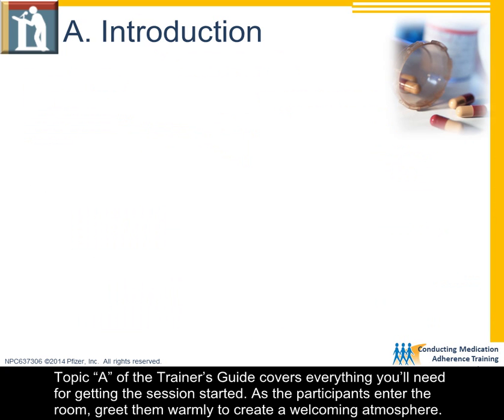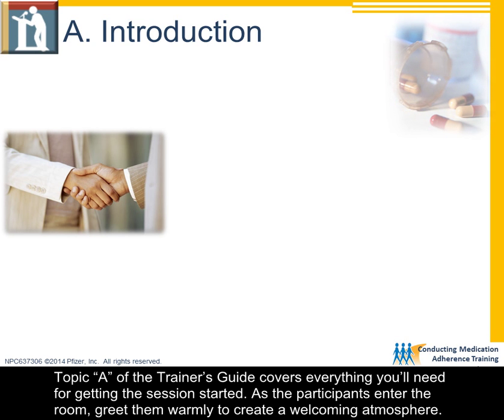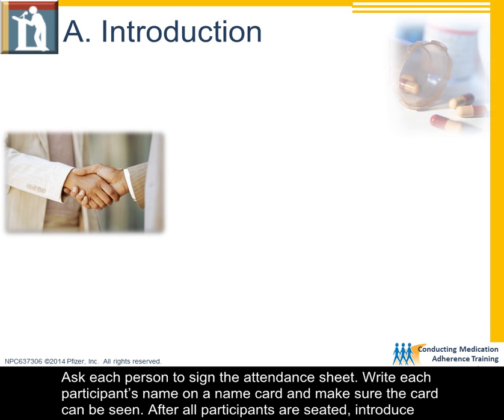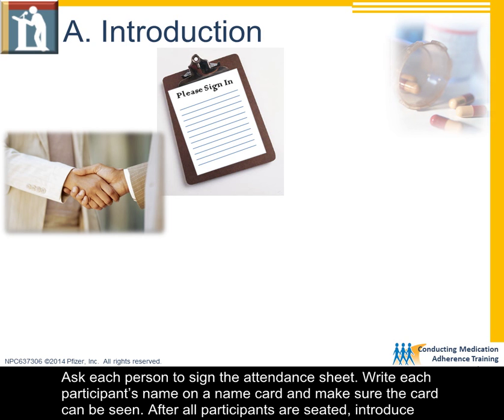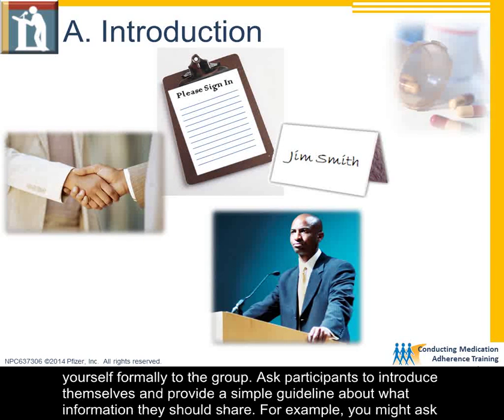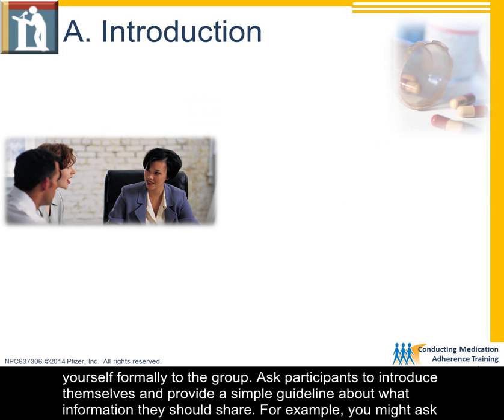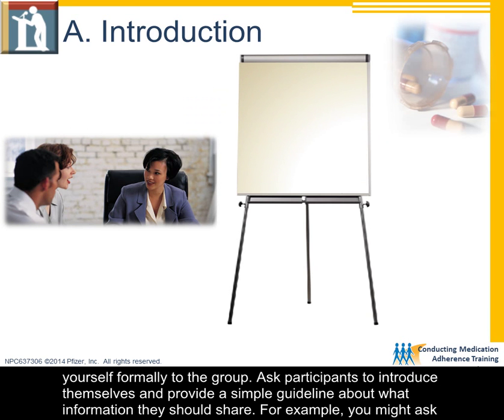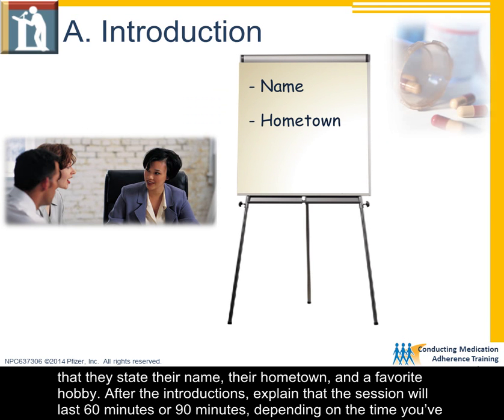Topic A of the Trainer's Guide covers everything you'll need for getting the session started. As the participants enter the room, greet them warmly to create a welcoming atmosphere. Ask each person to sign the attendance sheet. Write each participant's name on a name card and make sure the card can be seen. After all participants are seated, introduce yourself formally to the group. Ask participants to introduce themselves and provide a simple guideline about what information they should share. For example, you might ask that they state their name, their hometown, and a favorite hobby.